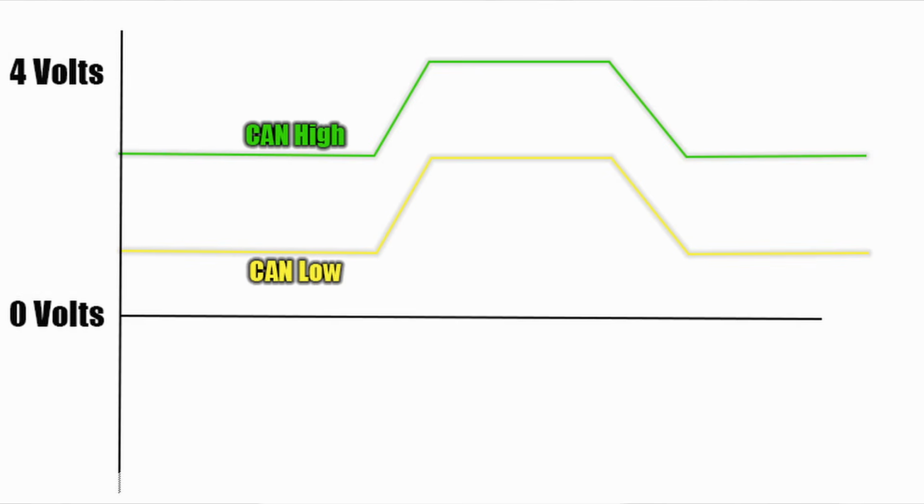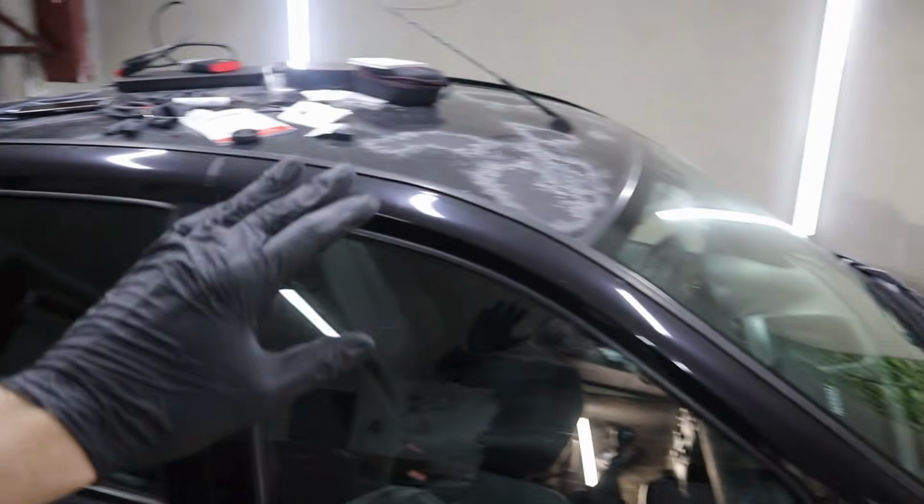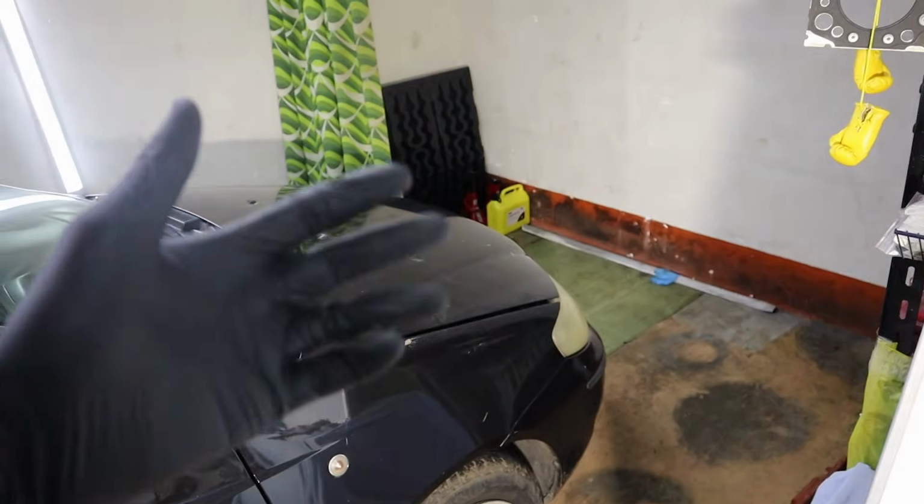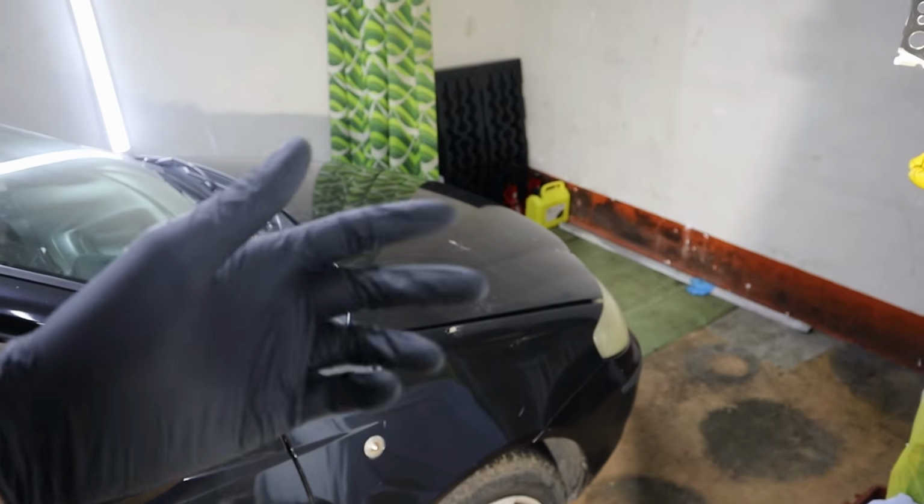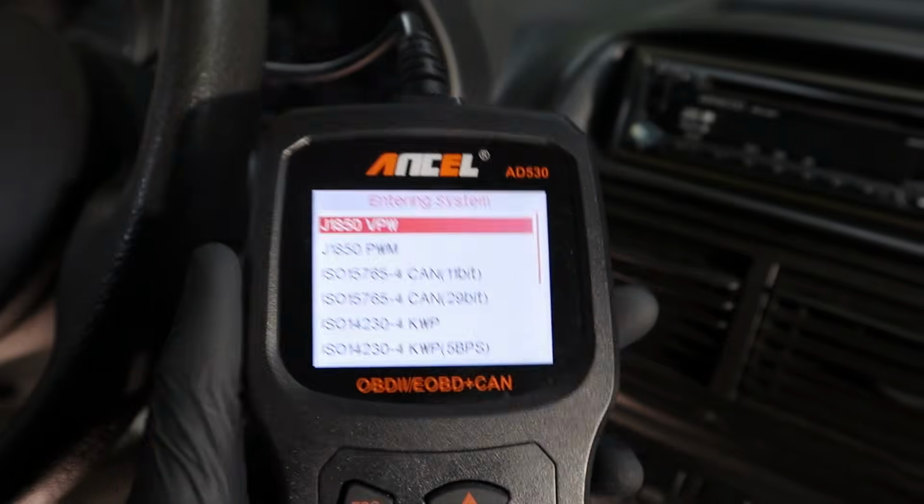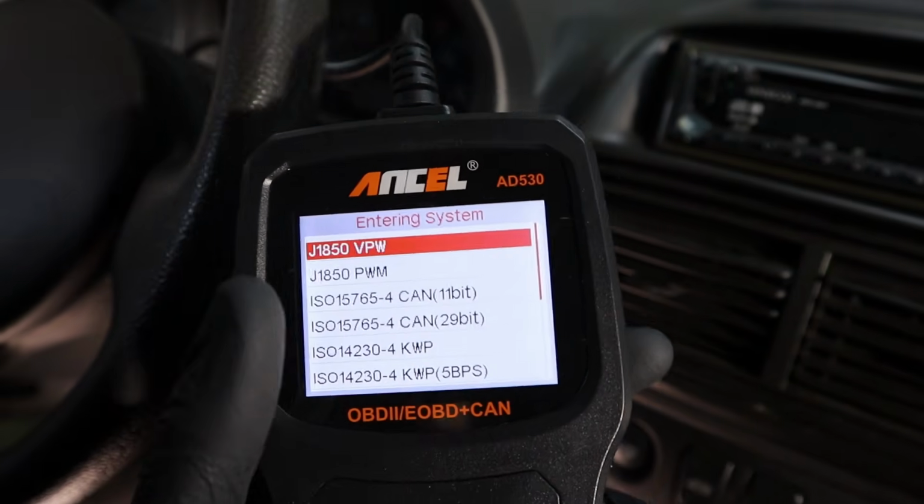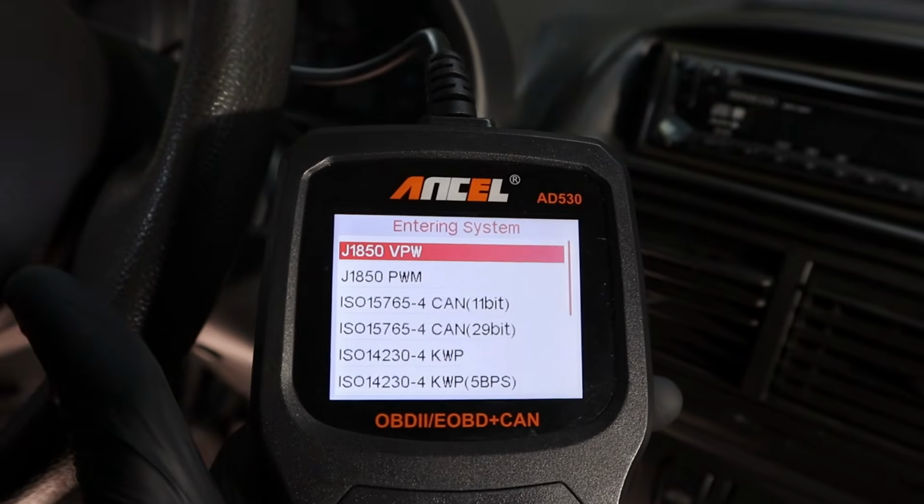What is CAN bus? Basically, these are two cables that go through your whole vehicle and connect all control modules together, which improves the speed of communication and also reduces the amount of wiring. Okay, and now back to our screen with these protocols. If you see a screen like that, don't worry, you don't have to choose between protocols.